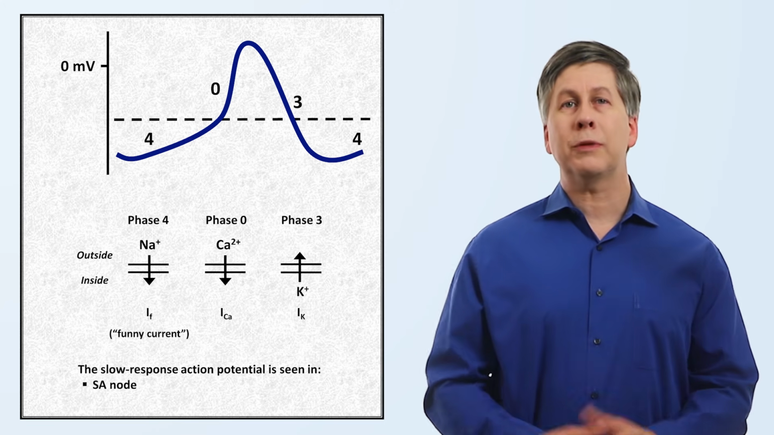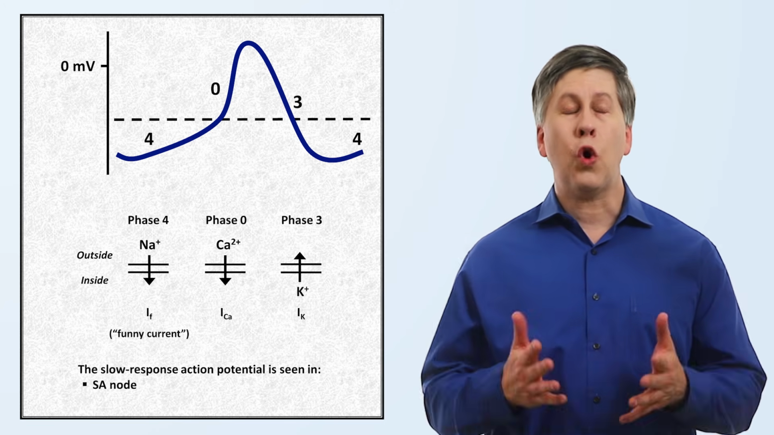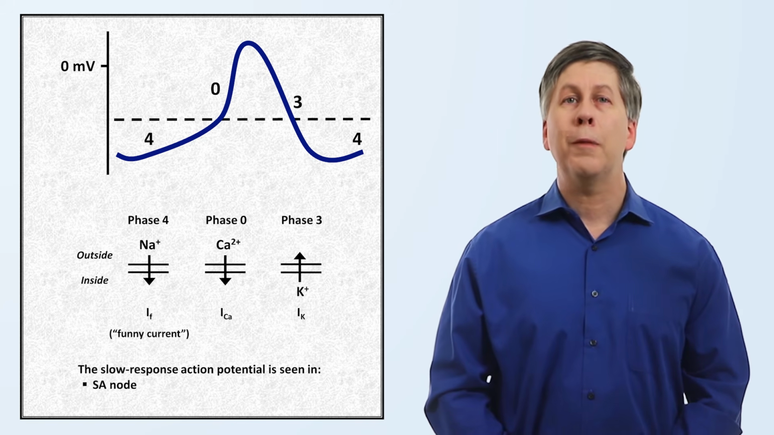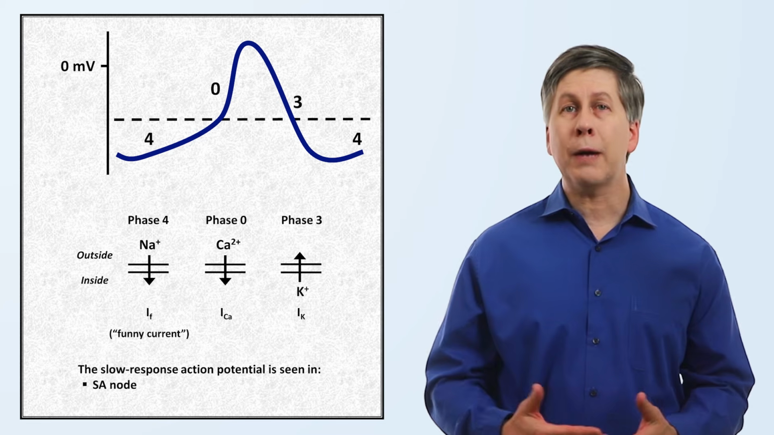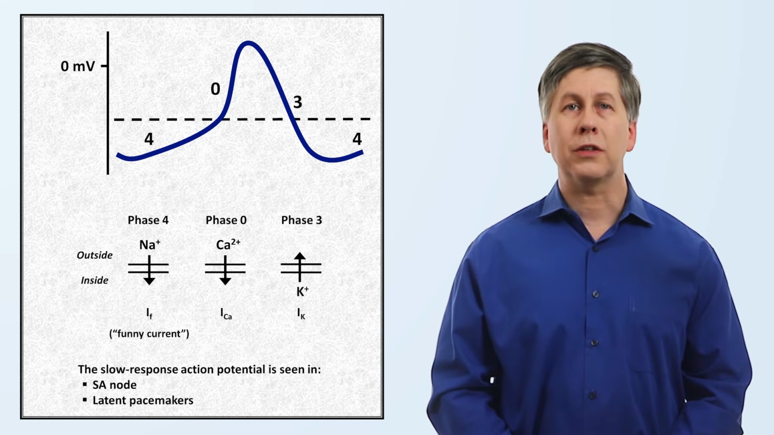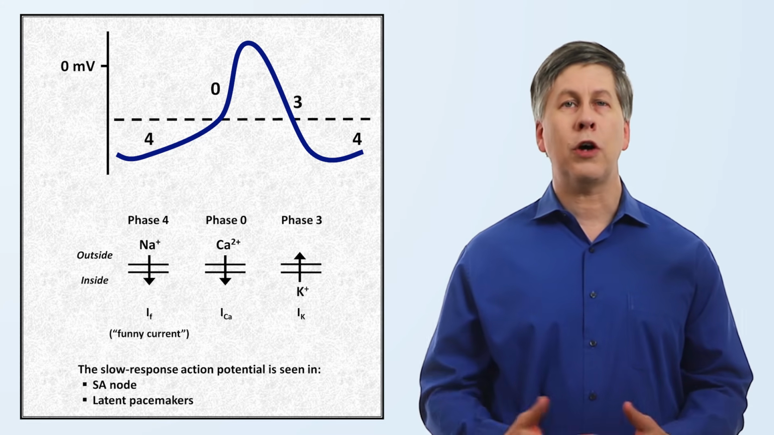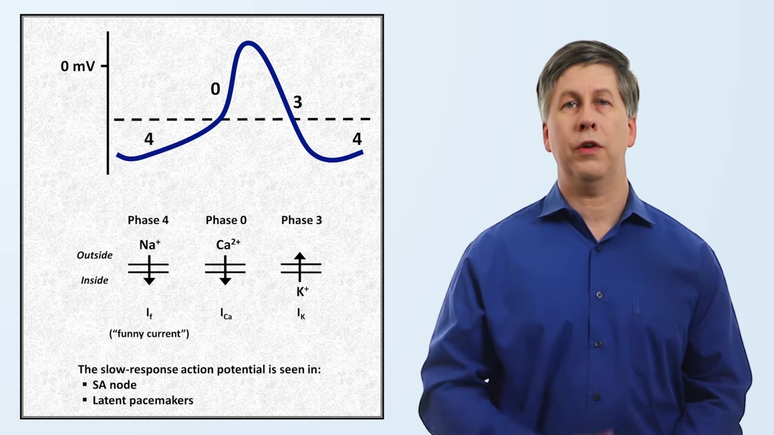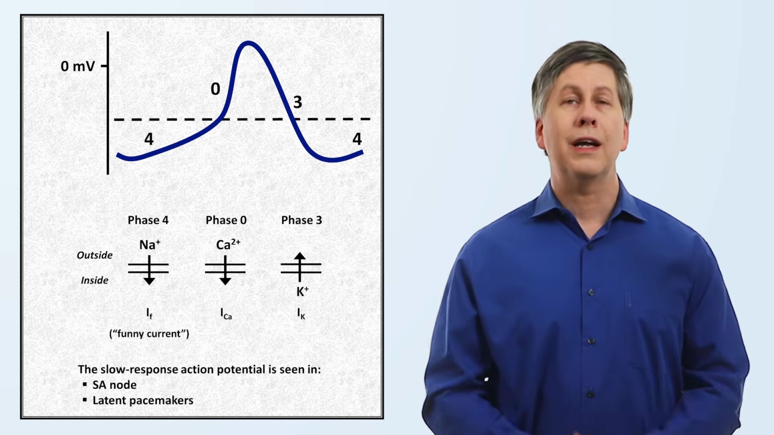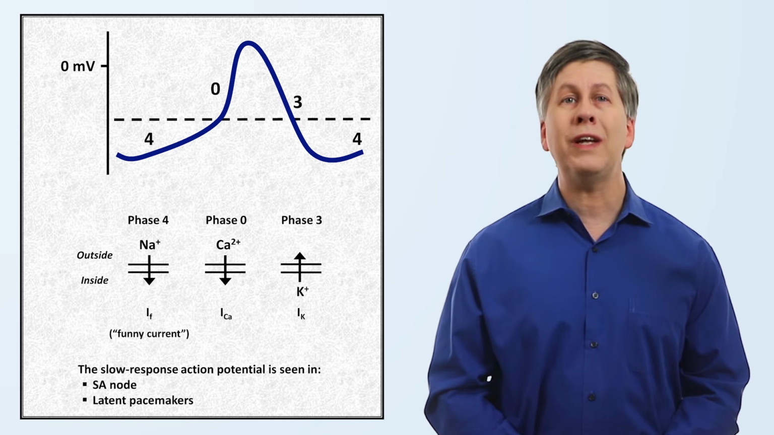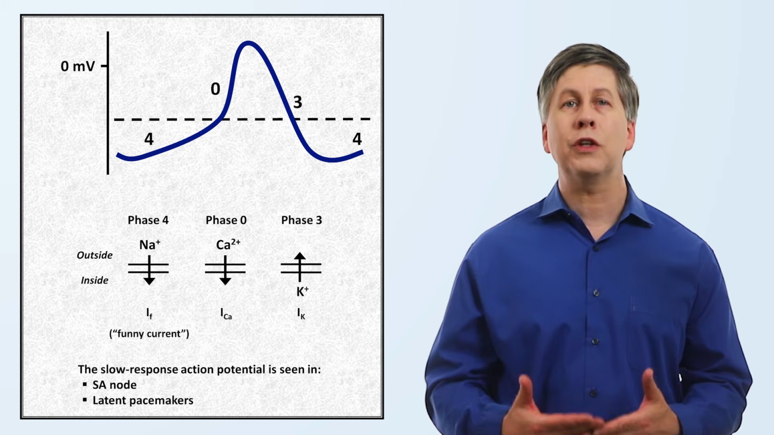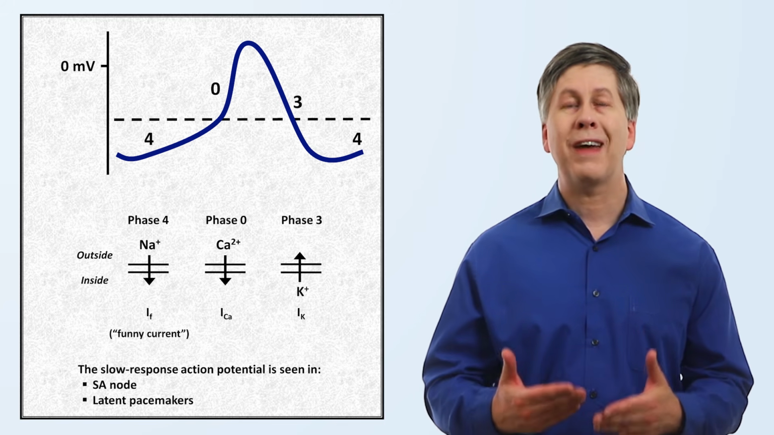The slow response action potential is not limited to only the SA node. There are also cells within the AV node, bundle of His, and Purkinje fibers, known as latent pacemakers, which have the ability to exhibit automaticity, but do so at slower rates than the SA node. As a consequence, a latent pacemaker will usually only take over control of the heart rate if all latent pacemakers with faster intrinsic rates have failed.